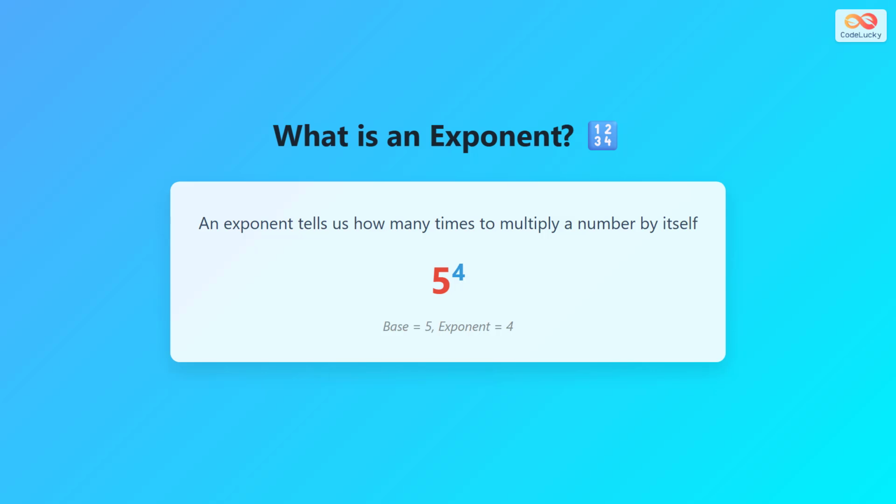What exactly is an exponent? An exponent tells us how many times to multiply a number by itself. For example, 5 to the power of 4. In this example, the base is 5 and the exponent is 4.